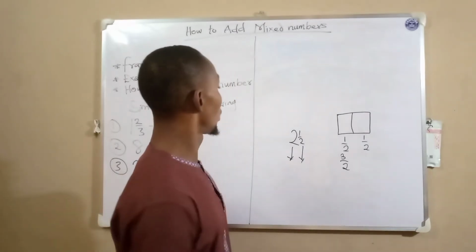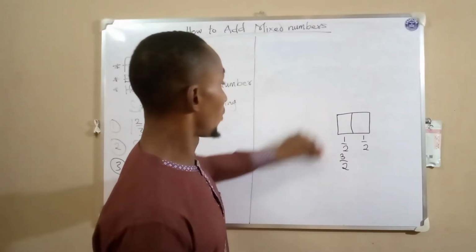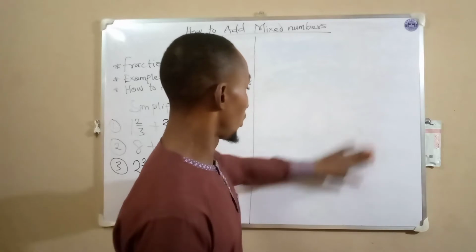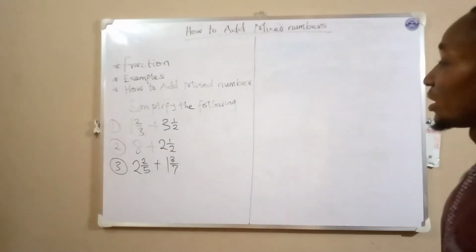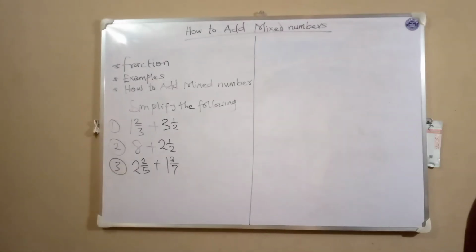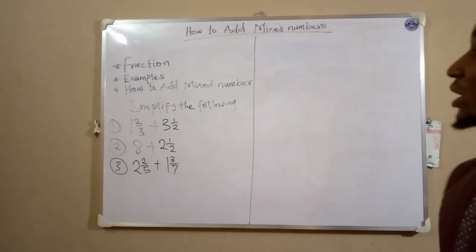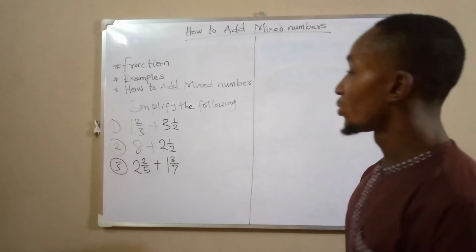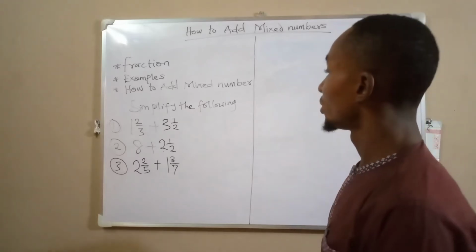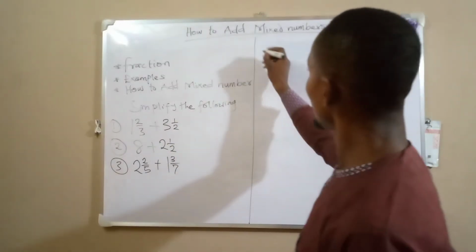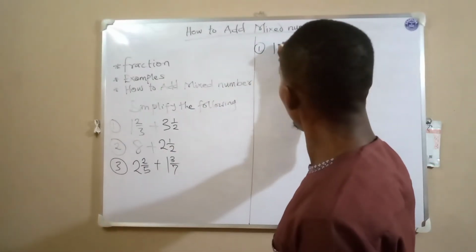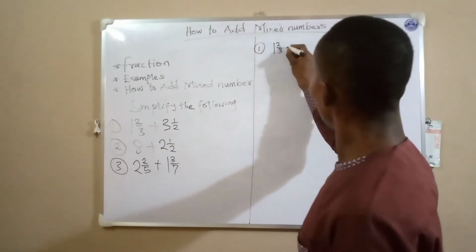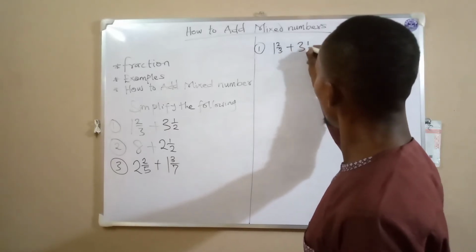Let's proceed to the topic of today, addition of mixed numbers. How to add mixed numbers. So let's simplify the equation on the board. We are asked to simplify this. The first one is 1 whole number 2 over 3 plus 3 whole number 1 over 2.